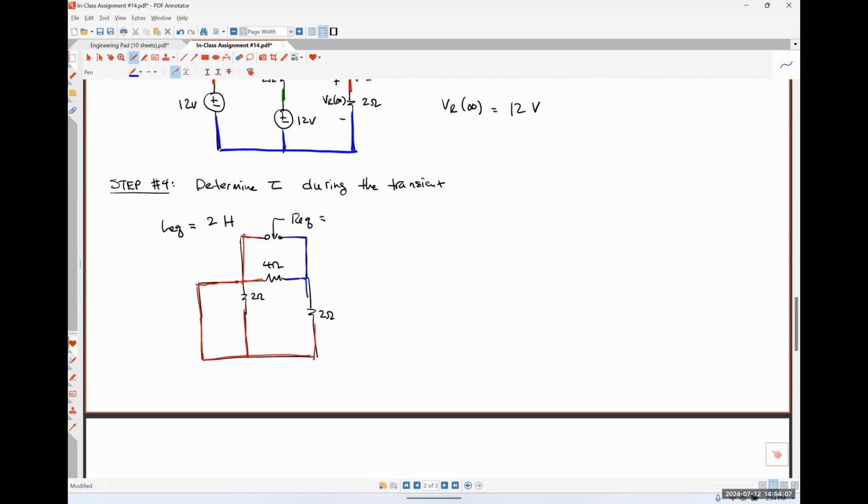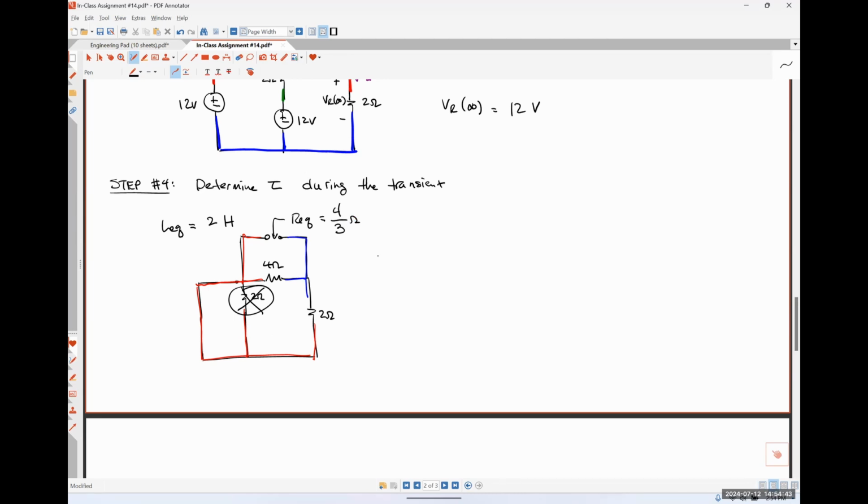So based on the nodes that I have identified, what do you guys think my equivalent resistance is going to be? 2 ohms in parallel with the 4. Exactly right. So this 2 ohm resistor right here is shorted out, so it doesn't contribute anything. And both the 4 ohm resistor and the 2 ohm resistor that are left are between the red and the blue node, so they're in parallel. So to me, that looks like 4 times 2 over 4 plus 2. So that would be 8 over 6 or 4/3 of an ohm.